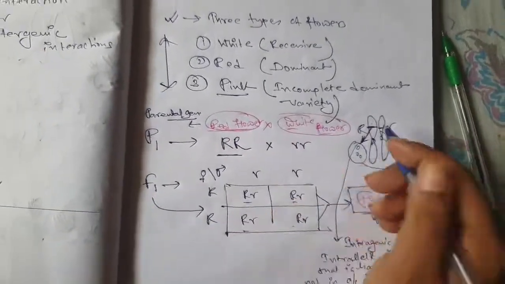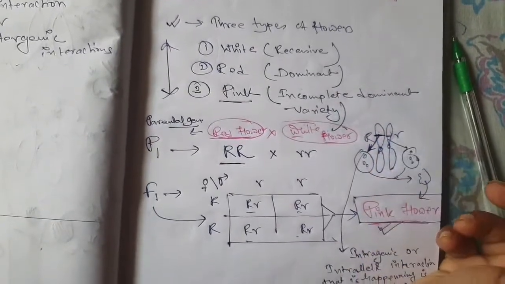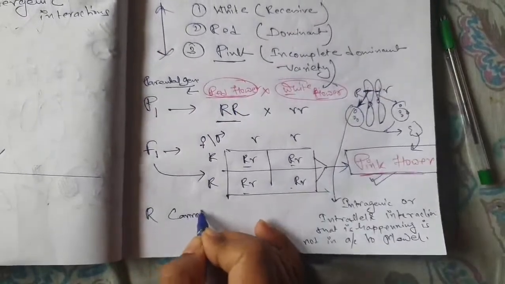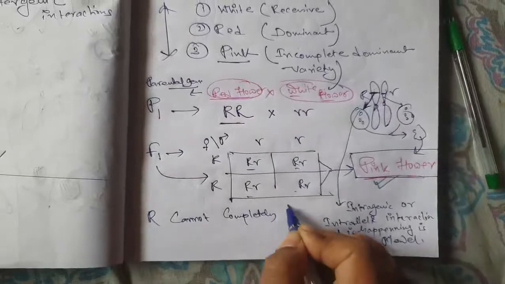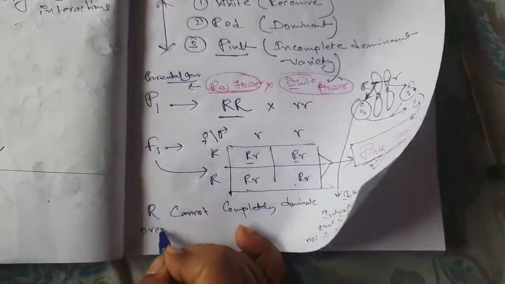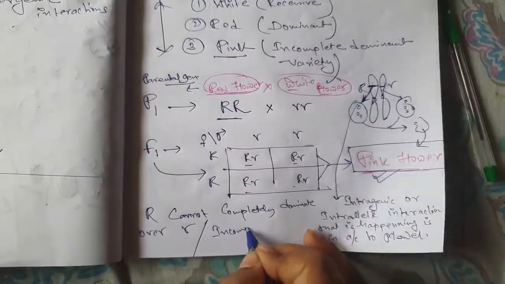Now, in such a case, the capital R cannot completely dominate over small r. So it is called incomplete dominance.